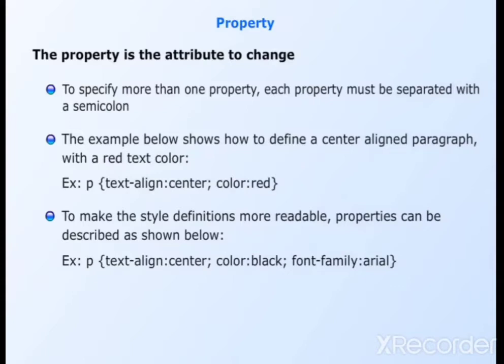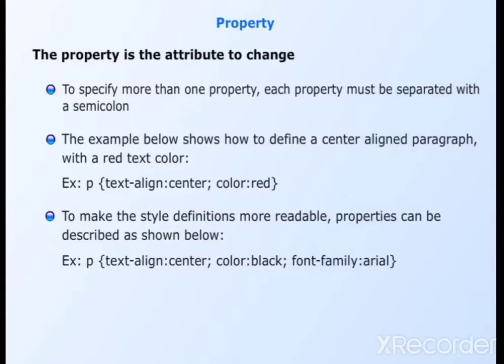The example below shows how to define a center aligned paragraph with a red text color. In this example, here P is the selector. After that curly braces will be opened. Then text align is the property, colon is the assignment operator, and center is the value.